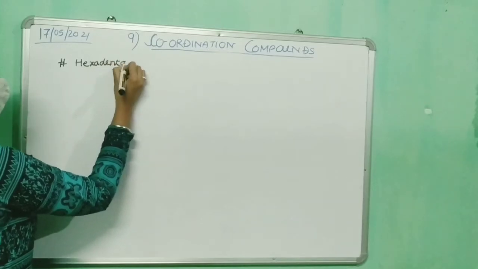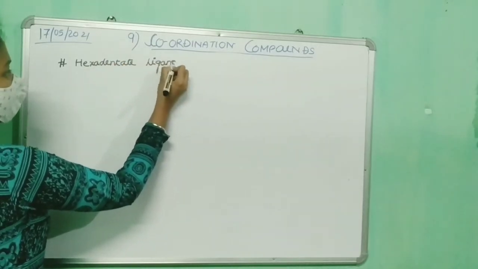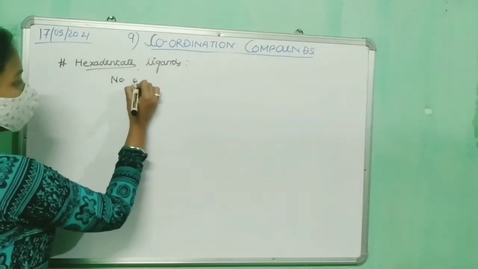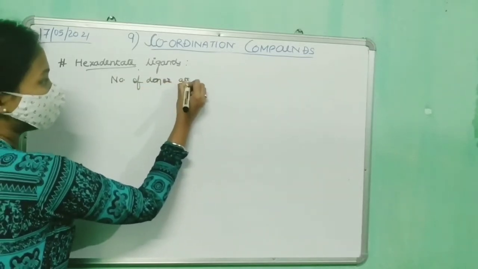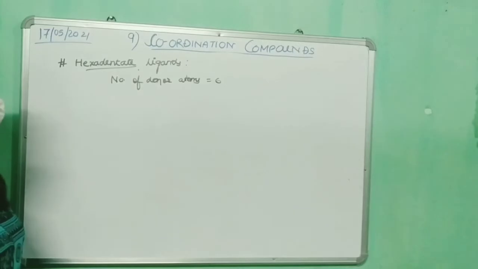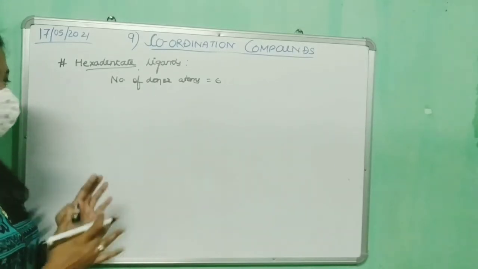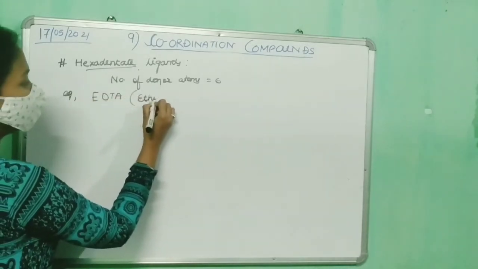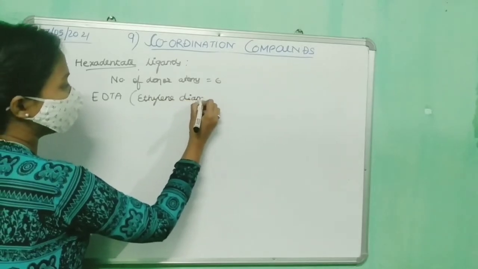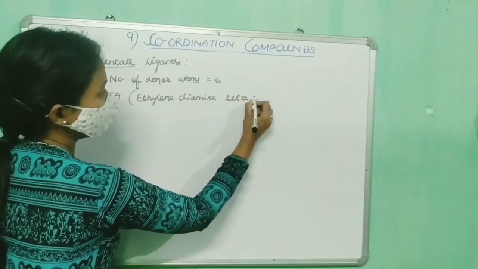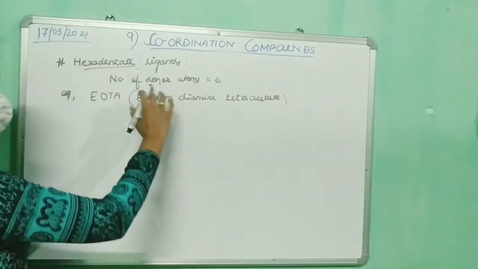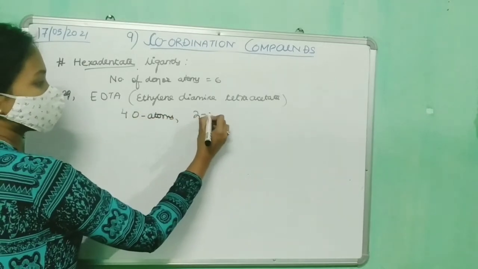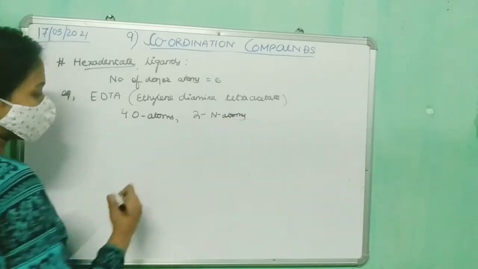Hexadentate ligand. Here, by the name, you can know that the number of donor atoms will be 6 in number. A very popular and very common example that I am going to take here is your EDTA, that is your ethylenediaminetetraacetate. Here the number of donor atoms will be 6. There will be 4 oxygen atoms that will donate, and there will also be 2 nitrogen atoms that are going to donate, right? So let me show you the structure.